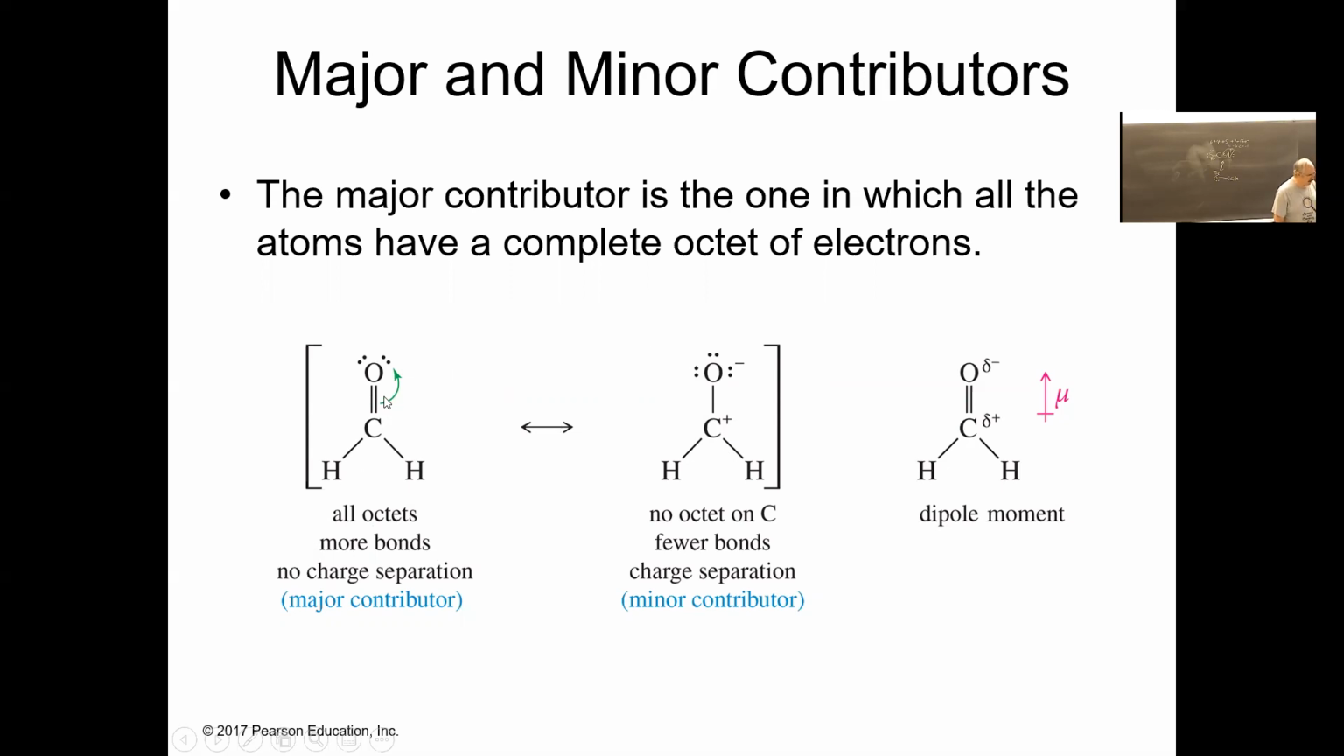Another way to look at that is that the electrons moved away from carbon. It was neutral, now it's positive. They moved toward the oxygen, so it becomes negative. All right, this is a minor contributor because carbon doesn't have an octet and there is more charge separation. It does contribute enough to make this CO bond more polar though.